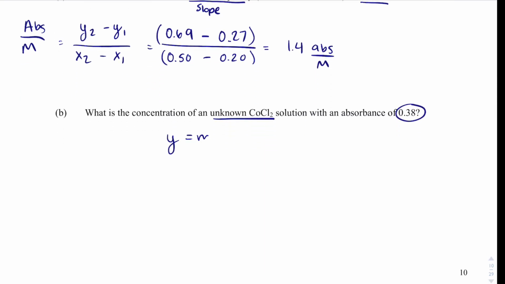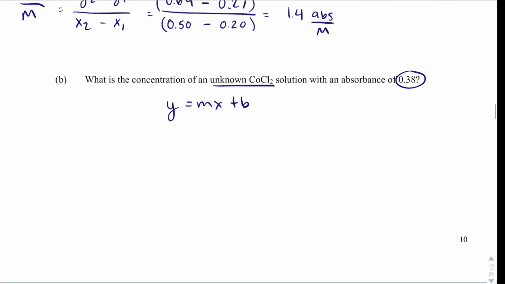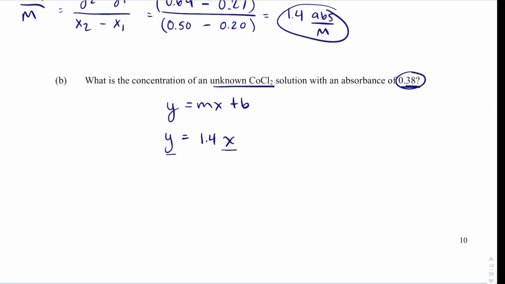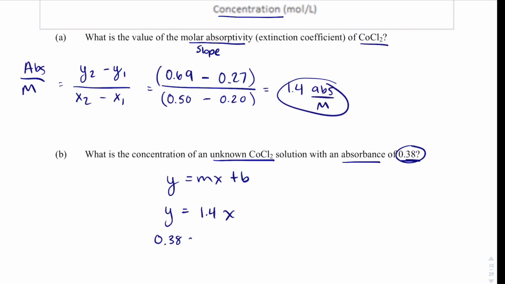We can say y equals mx plus b. We will assume that we don't have a y-intercept here because we don't have any information on that. But y equals mx. We know that the extinction coefficient is our slope, 1.4x. And so now we can just plug in the 0.38. Is that going to be plugged in for x or for y? Well, it's an absorbance, so if we look at our graph, absorbance is y, so this should be 0.38 equals 1.4x. We divide each side by 1.4, and our x actually gives us what we kind of estimated, 0.27 molar.